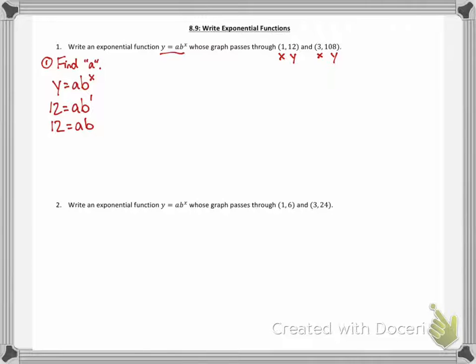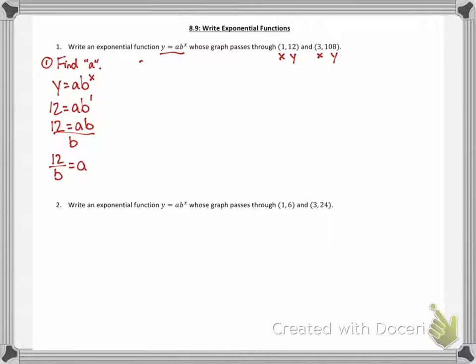Now, to find a, if I look at this here, there's no way I can get a numeric answer for a, and that's okay. That's not our goal yet. We'll eventually get there. But I want an expression that'll represent a. So if I want to get the a by itself, this is considered a times b. Well, divide each side by b. That'll tell me 12 over b equals a. Now again, that's not a final answer, but that'll help us as we move to the next step.